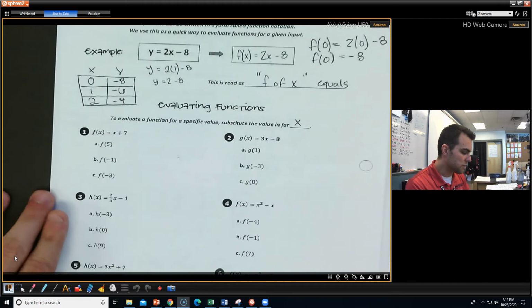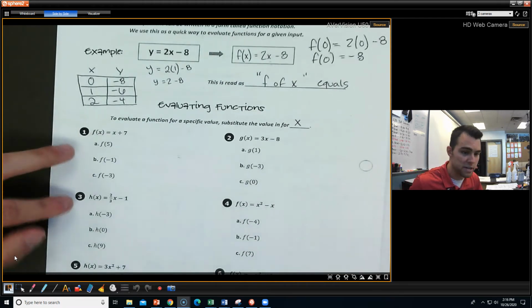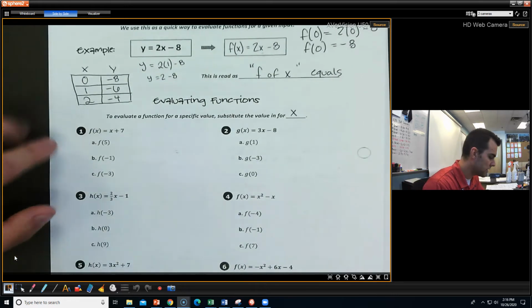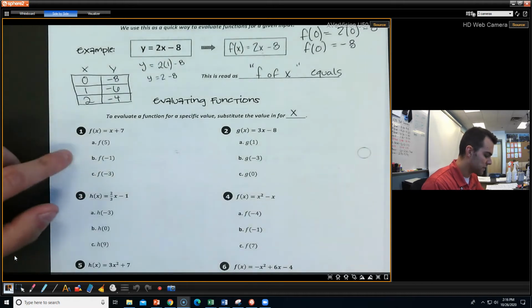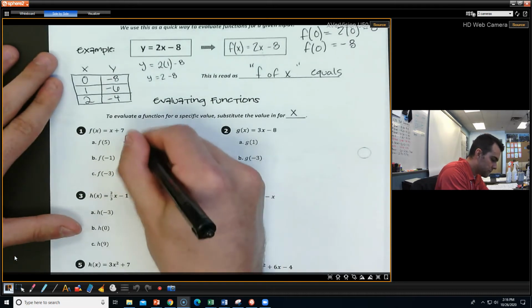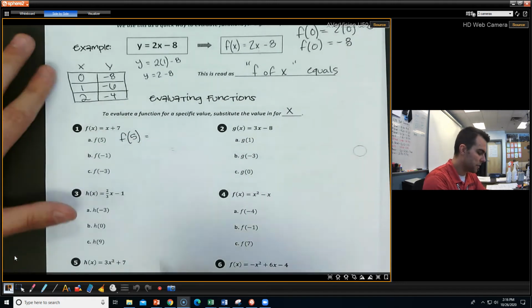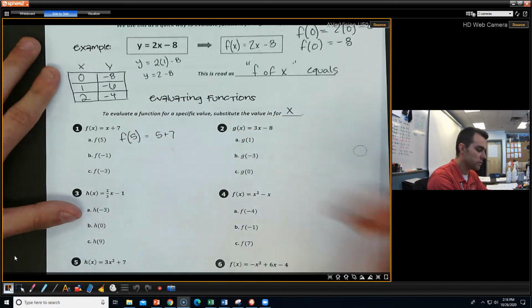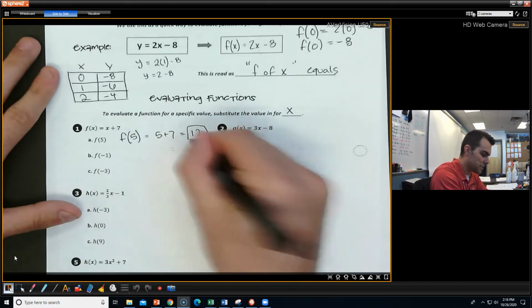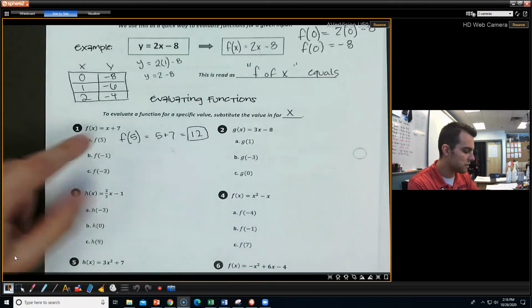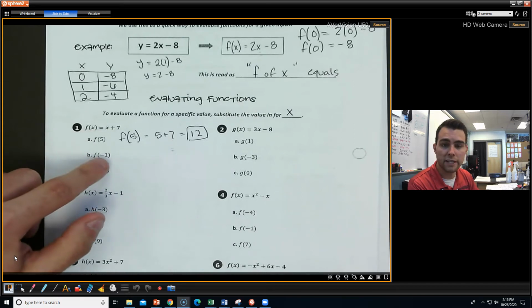So let's look at number 1, and we'll try number 3 together as well. So we'll do these two together, and then I'm going to give you a chance to do some on your own. So number 1, we have 3 different parts. If I do f of 5, well, f of 5 is going to equal 5 plus 7, which equals 12. So that is my answer. That's all I'm doing, is I'm plugging something in and then just evaluating it, okay? I'm not solving. I'm not getting a variable by itself. I'm actually replacing the variable with a number that's in here, okay?